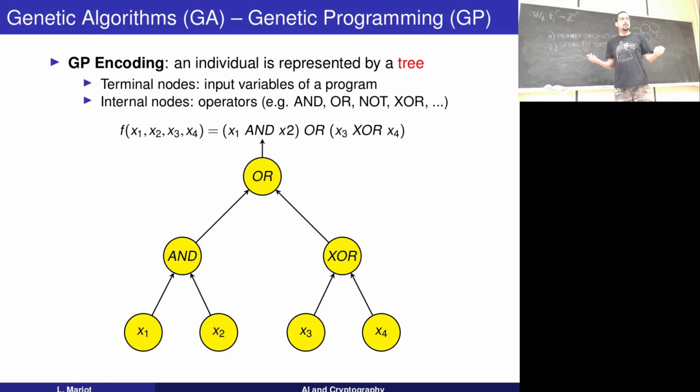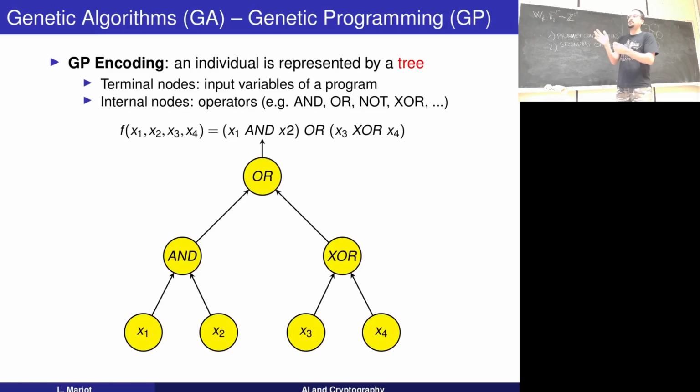So in our case, that would be Boolean operators like AND, XOR, NOT, OR, and so on. So here you have an example of this encoding that is computing the same Boolean function that we showed before in the previous slide. So we have 4 input variables. These will be the terminal nodes, so the leaves of our syntax tree.